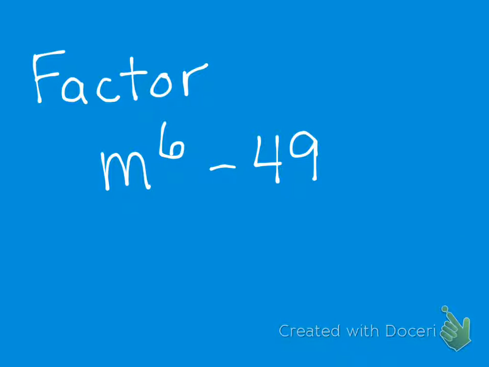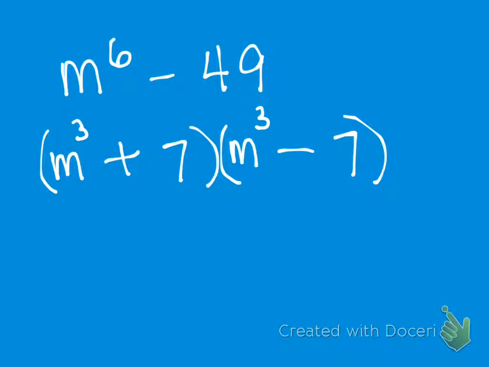Factor m to the sixth minus 49. This problem requires two parentheses. Put in the plus and minus sign. M to the sixth breaks up into m to the third times m to the third, and 49 factors into 7 times 7, resulting in the answers in the parentheses.